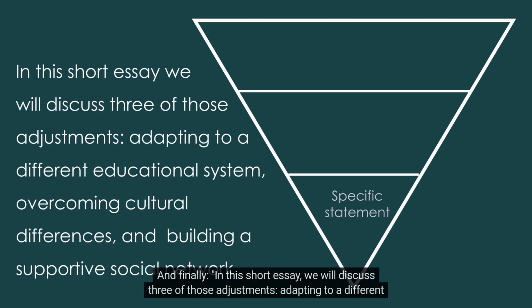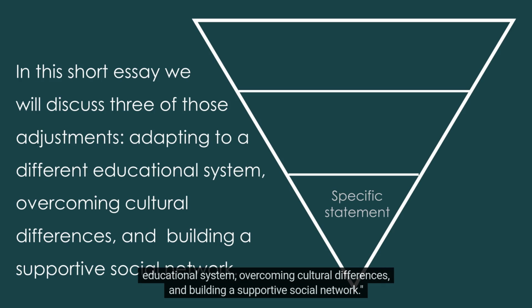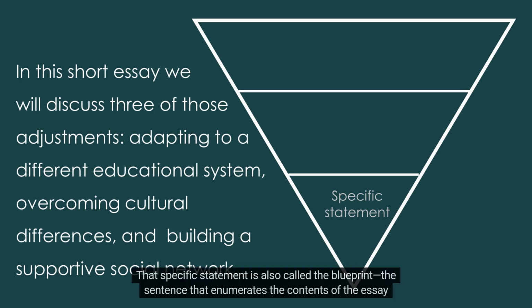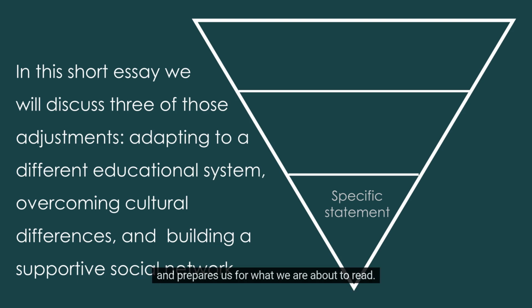And finally, "In this short essay, we will discuss 3 of those adjustments: adapting to a different educational system, overcoming cultural differences, and building a supportive social network." That specific statement is also called the blueprint, the sentence that enumerates the contents of the essay and prepares us for what we are about to read.